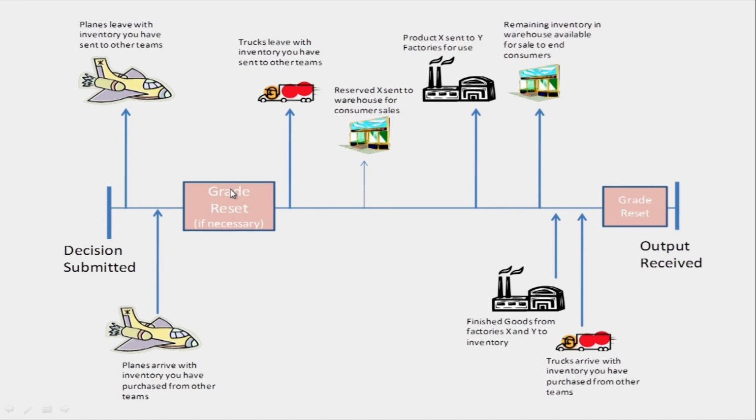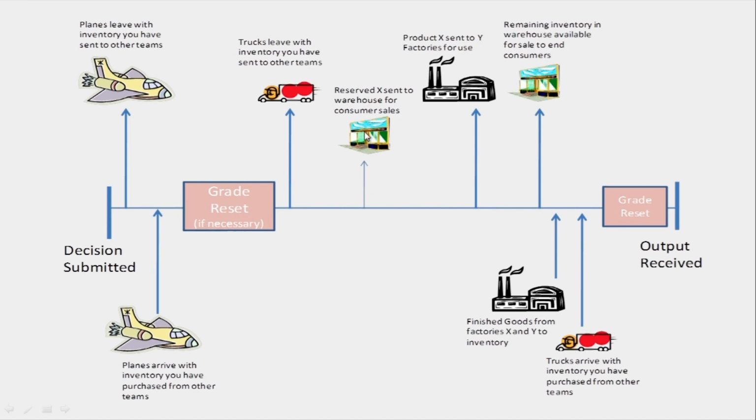Then the grades will be reset if necessary. So in that previous slide, when we had received X4, then that grade reset for standard and deluxe would occur. But that only happens if necessary. Okay, it doesn't happen automatically. The next thing that happens is trucks leave with the inventory you've sent to other teams. So you put things on a truck and off they go. Okay, so this allows you to ship stuff that may have arrived by plane by truck.